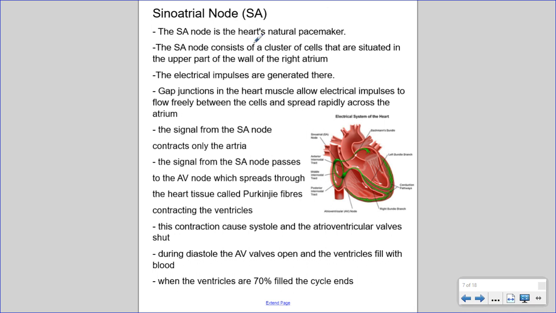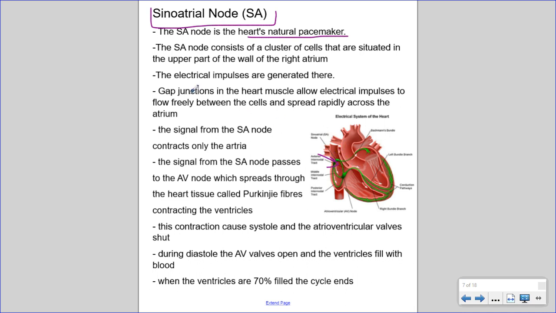So as mentioned at the beginning of the video, this wave of depolarization that causes those cardiac muscles to contract, creating that cardiac cycle, is going to start at the sinoatrial node. The sinoatrial node is the heart's natural pacemaker. The sinoatrial node consists of a cluster of cells that are situated in the upper part of the wall of the right atrium. So in the right atrium, you have that bundle of nerves which makes up the sinoatrial node.